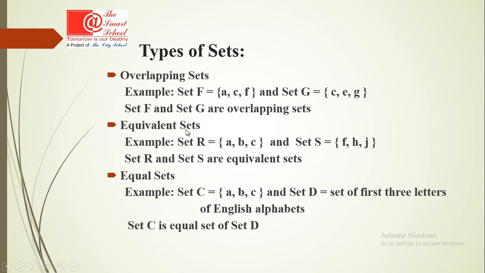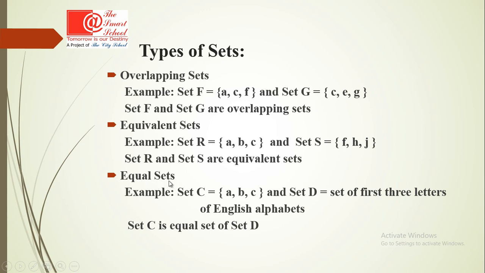Now, equivalent sets. Again, the word is telling it is not equal but has some similarity. For example, set R has members A, B and C, and set S has F, H and J. It has 3 members and this set also has 3 members. So, the members are different but the number of members or elements is the same. So, this is called equivalent sets. Set R and set S are equivalent sets.